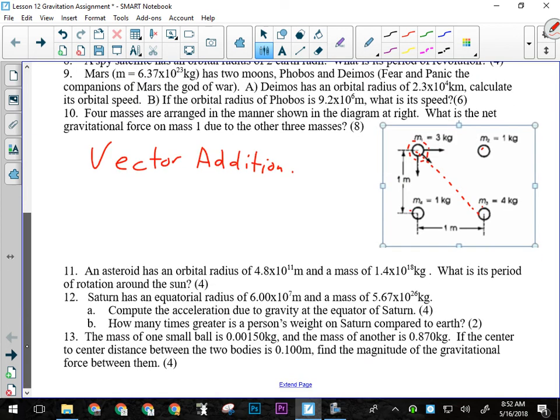And then number 11, another satellite question, could be solved more than one way. Number 12, we are looking for acceleration due to gravity in 12A, which can also be called gravitational field strength. And then 13, we are looking again for the force of gravity between the two masses in that question. Any questions on those?